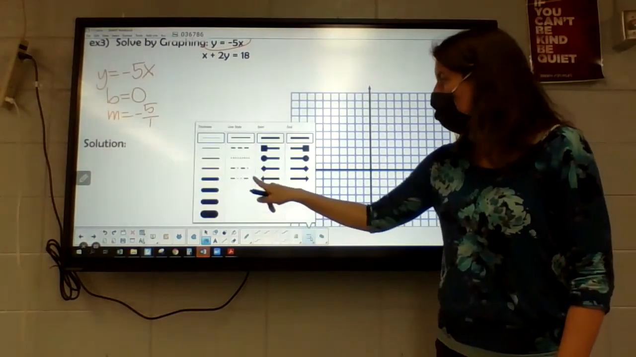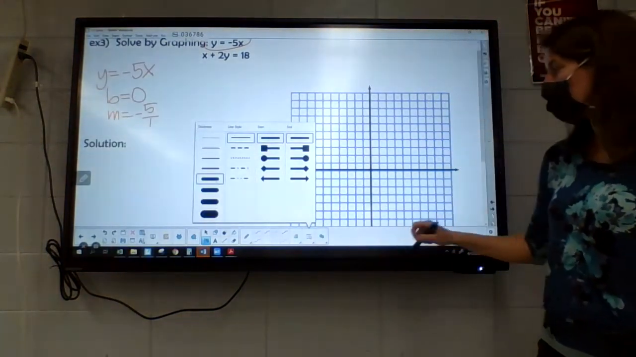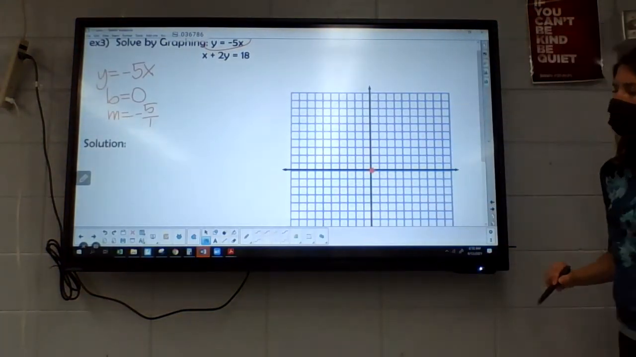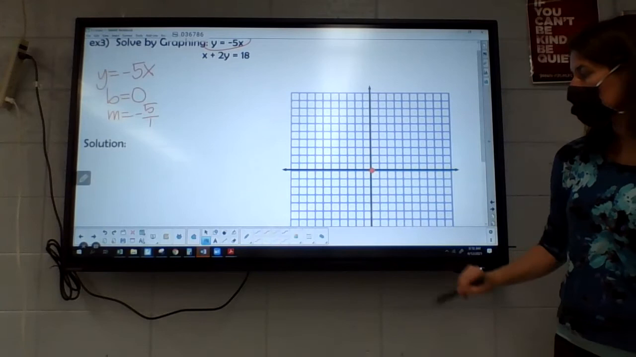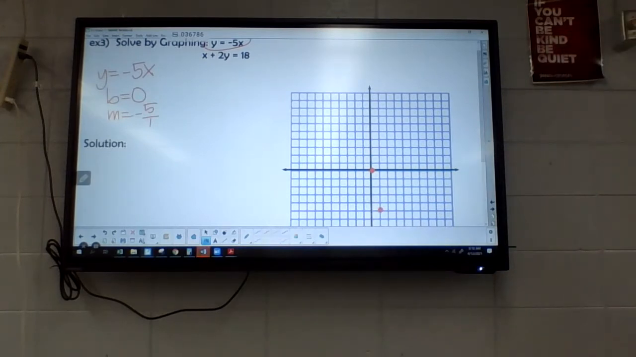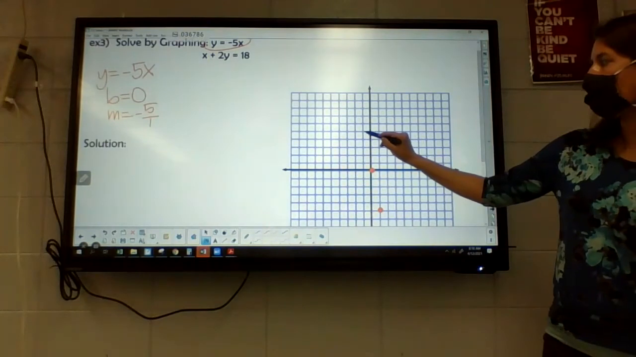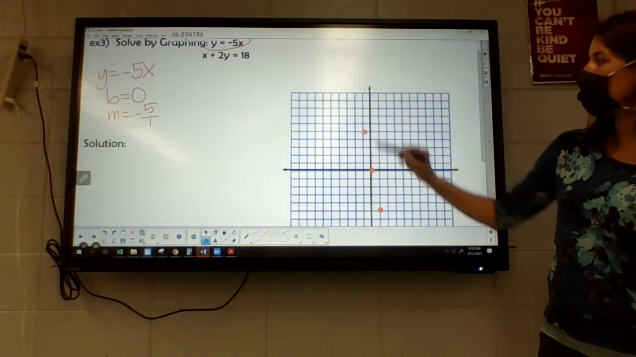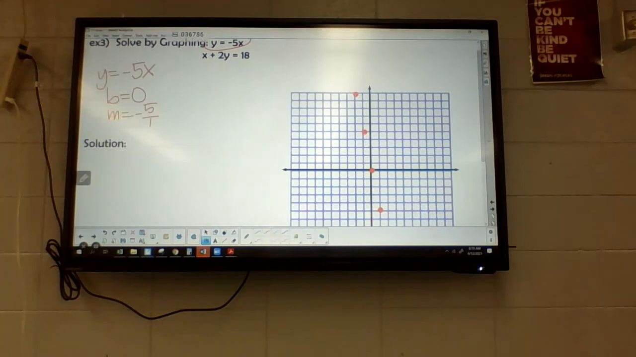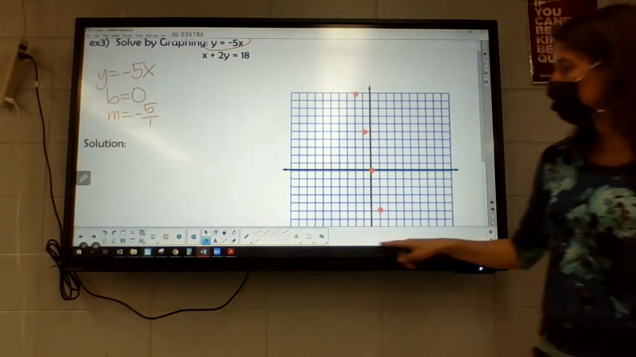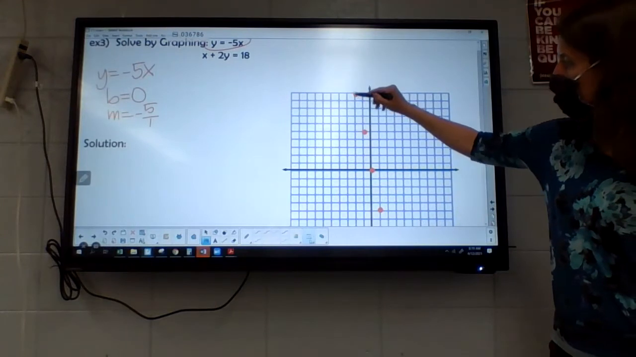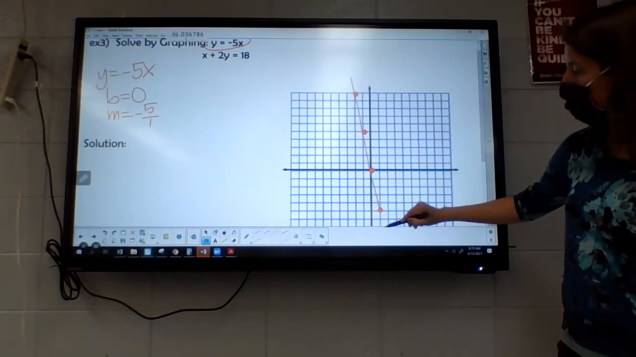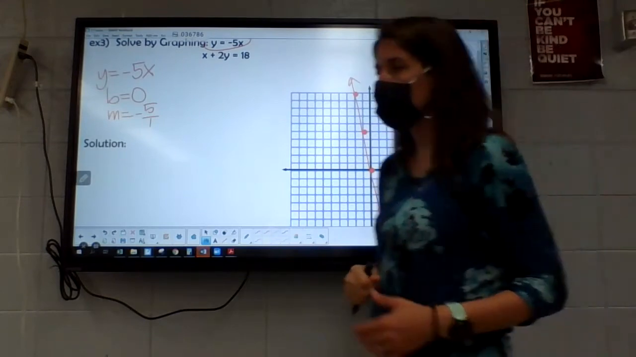So this time we're starting at the origin. And then I'm going to go down 5 and over 1. And then I'm also going to go up 5 and back 1. I'm going to do that again. I can keep going down as well, but not to move the board around too much. So there's our first line.